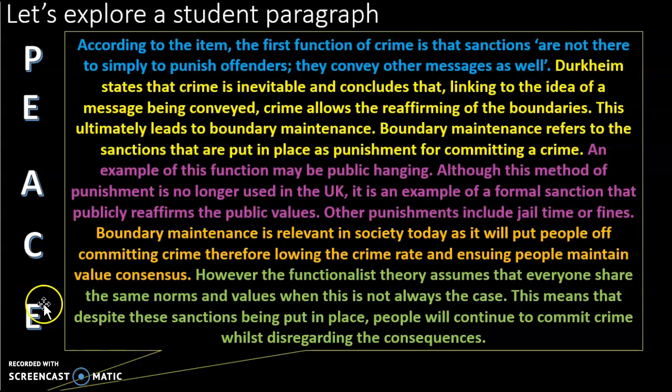And then finally, we have got the AO3 with the evaluation. It does assume that everybody shares the same norms and values, this value consensus, and this is not always the case. So despite the sanctions, and this is what's quite nice because she's used sanctions quite a few times throughout the paragraph, people will continue to commit crime whilst disregarding the consequences. So is that boundary maintenance effective as a function? So as you can see, a really nice paragraph, and I've tried to show how this student has hit all the skills. And then the second paragraph will follow a similar structure, linking to another hook from the item.